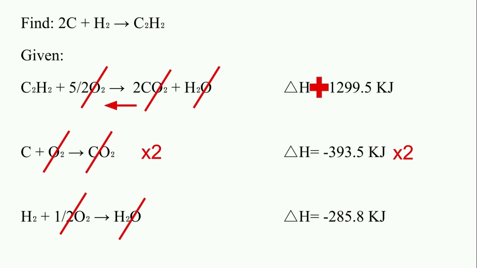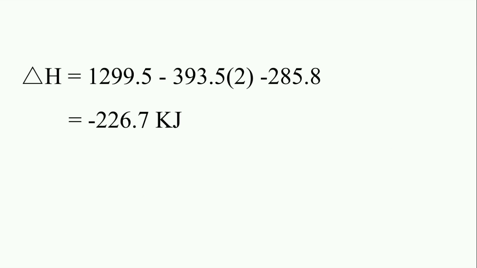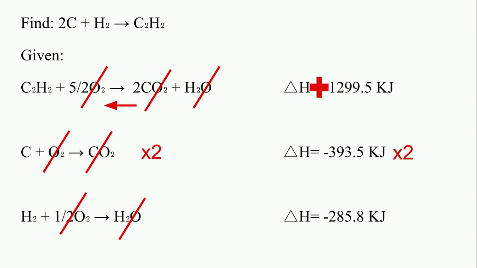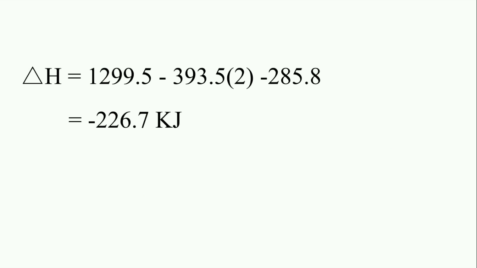Then we're going to use those numbers to get our delta H. So 1299.5 minus 393.5 times 2 minus 285.8 to yield negative 226.7 kilojoules. Remembering that I changed that first number to positive instead of negative, since we reversed our equation. Okay, so now we're going to do version 2 of Hess's Law.